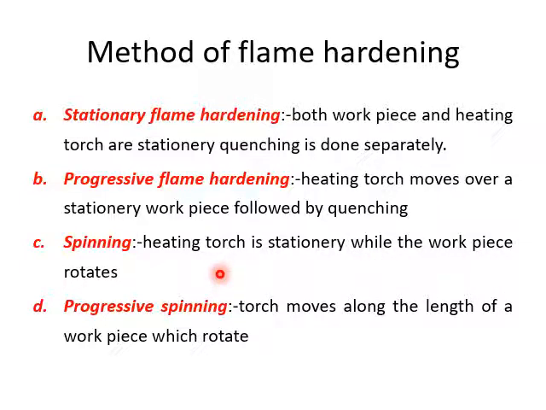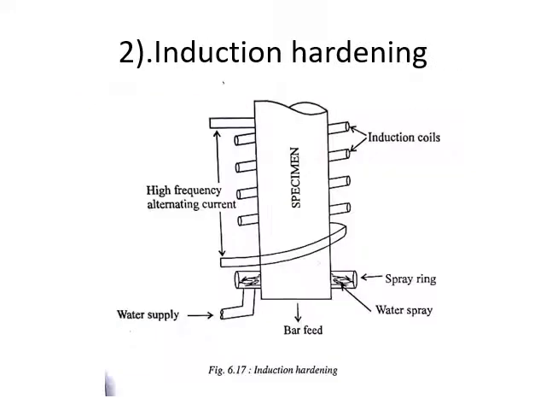In spinning, the heating torch is stationary while the workpiece rotates. So to cover the whole surface of the workpiece, the workpiece will be rotated. In progressive spinning, the torch moves as well as the specimen rotates. Depending upon the size and the shape of the workpiece, one can adopt any one of these flame hardening methods in order to have the surface hardening.